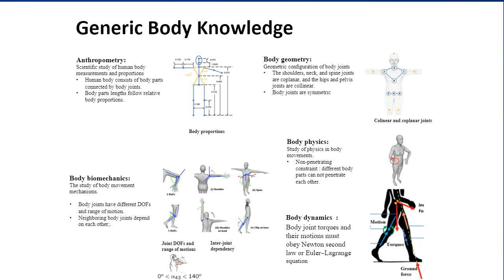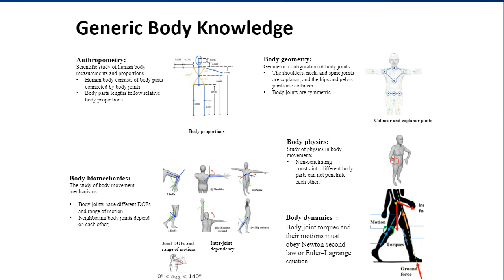So what is the generic body knowledge? There are different sources from which we can generate knowledge about the body. The first source is anthropometry. This is a study based on a large amount of human body analysis, a scientific study of the human body about measurements and proportions. It is basically about the body parts and their proportions. It gives you each body part's length and the proportion of the part length to the body length. These proportions are general enough to be applicable to different bodies.